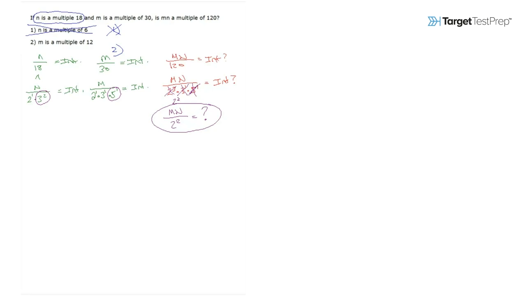And that's great. And so what we did is we really front-loaded this question. We did a lot of stuff at the beginning, and it made it so that we didn't really have to put any work in when we looked at statement 1 on its own.